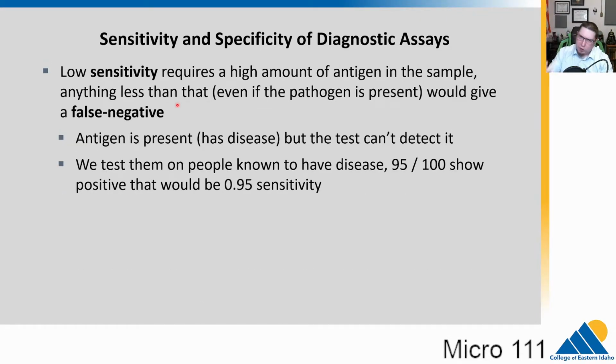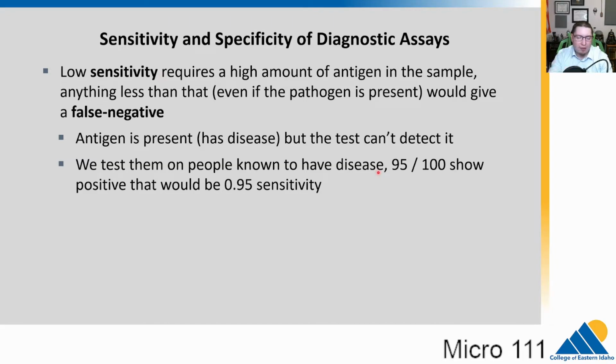Okay, so let's put this in other words just to reinforce it. If we have low sensitivity, this is going to require a large amount of antigen in the sample. Otherwise, it's not going to be enough to detect. That would give us a false negative, right? So if the person is infected but they don't have enough antigen for the test to detect that, they would show up negative, even though they are indeed positive.